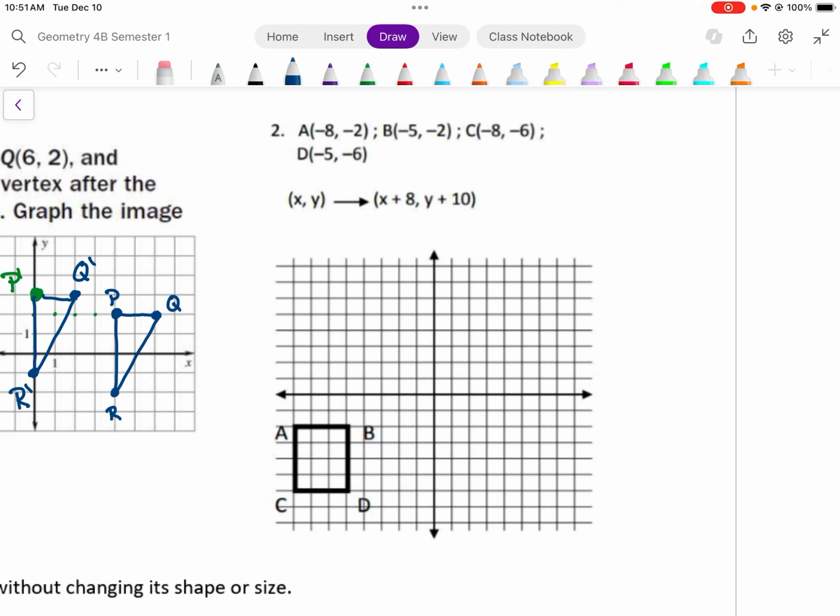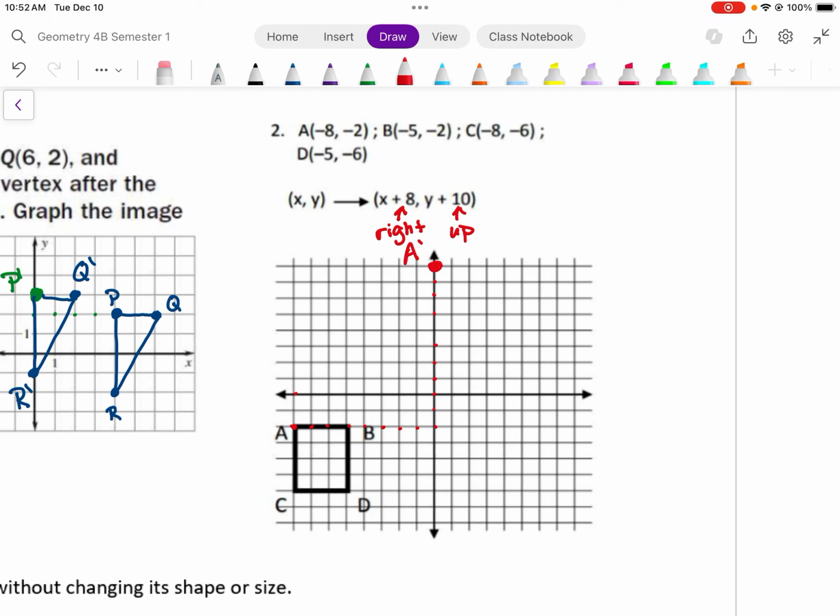This one, they already graphed it for us. Plus 8 means right 8. Plus 10 means up 10. So each of these, I'm going to start with point A. So 1, 2, 3, 4, 5, 6, 7, 8. And then 1, 2, 3, 4, 5, 6, 7, 8, 9, 10, right there at the top. And don't forget your primes.